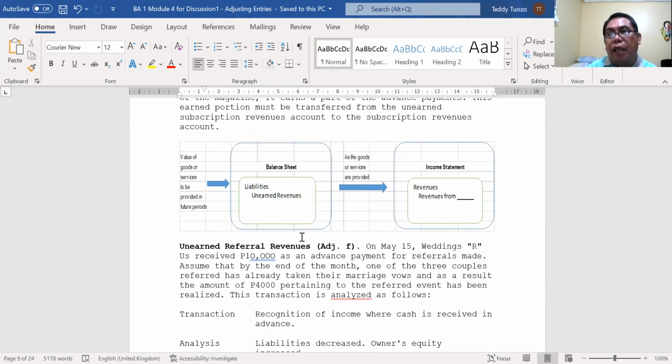Earlier, these were deferrals on assets, so that they are recognized initially as an asset, then eventually they would also be recognized as an expense.